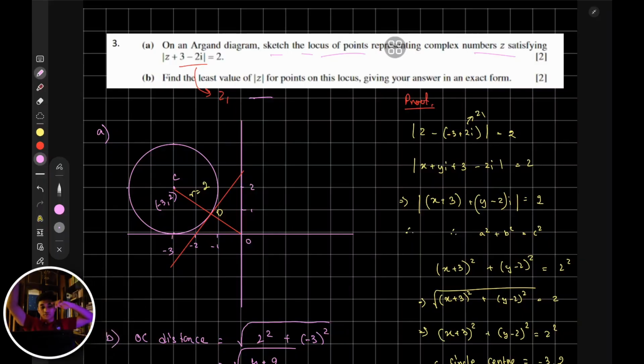Alright, question 3. They're telling you on an Argand diagram, sketch the locus of points representing complex numbers z satisfying |z + 3 - 2i| = 2. Alright, so what does locus of points mean? A lot of people have this misconception in complex numbers that locus means a circle. No, locus does not mean a circle.